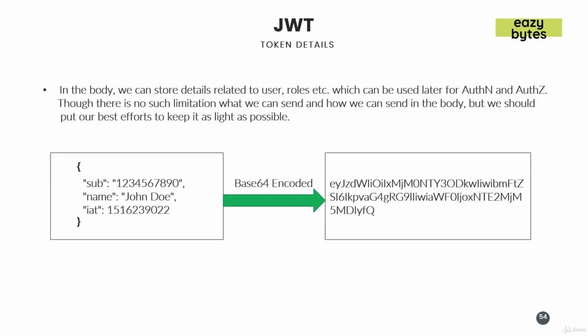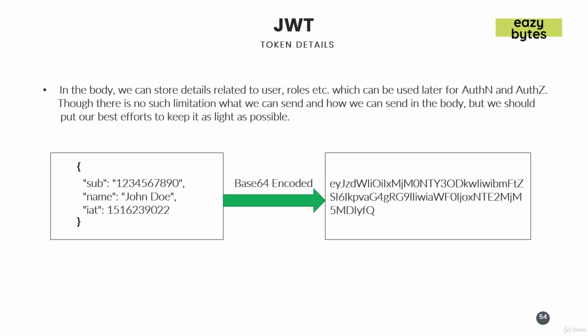After the header part, we have a body part where we can store data related to the user, their roles, which can later be used for authentication and authorization purposes. And there is no limitation on what we send inside the body or what the size of it is. We can send any size of data inside the body part, but it's our responsibility to keep it as light as possible so that we don't create latency issues in the network.